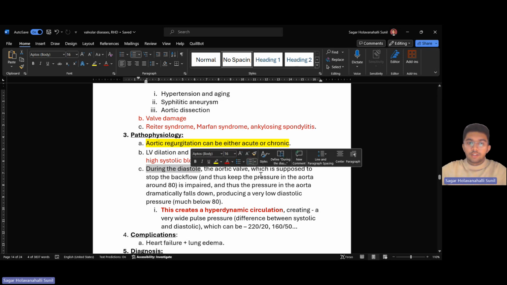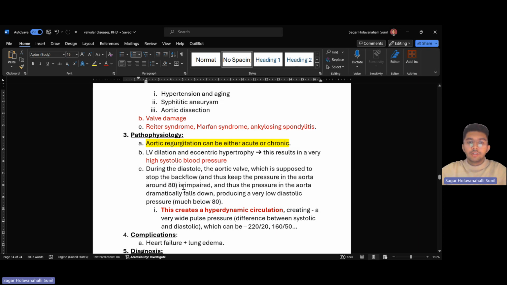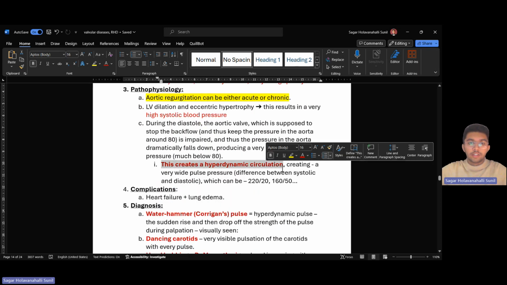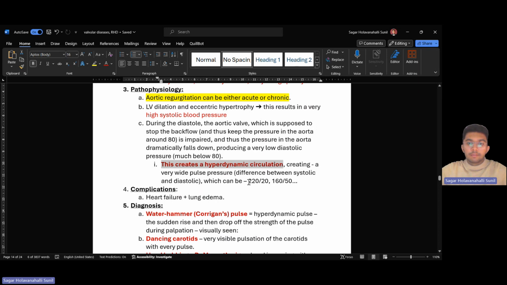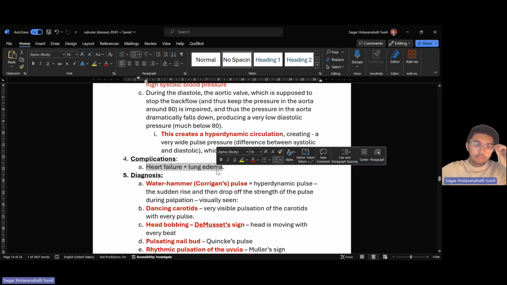This means that the normal blood pressure of 80 during diastole is much lower, and this can create a hyperdynamic circulation. So examples could be 220 by 20, 160 by 50, etc. So this is the situation. Now the complication of this is heart failure and lung edema.